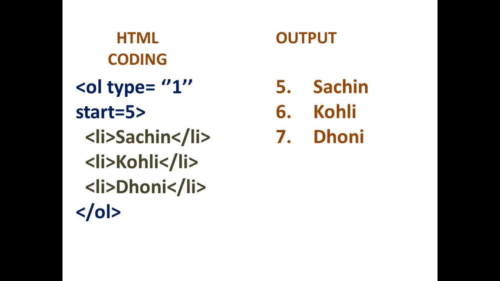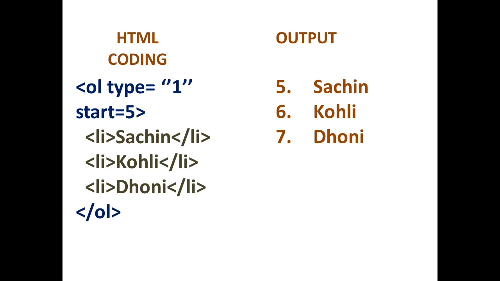Here in this coding, I have given the ordered list, and the type is going to be 1, which means 1, 2, 3, and 4. But I have used a new attribute here, which is start. The start is going to be equivalent to 5, which means the output is going to be in a number list, but the number will start with 5, then proceed to 6, then to 7. This particular coding has Sachin, Kohli, and Dhoni listed, but if you see the output, it has been listed as 5, 6, and 7.